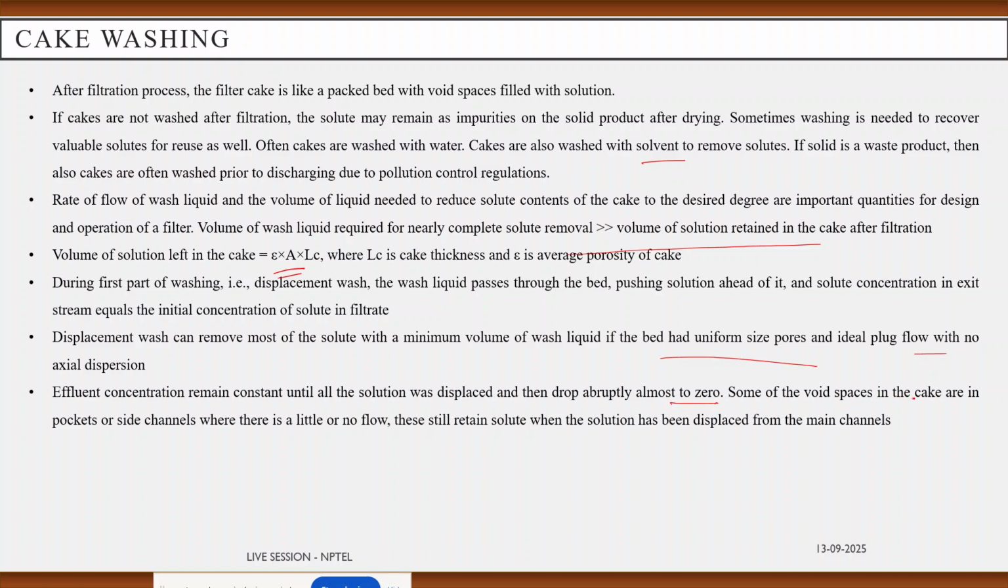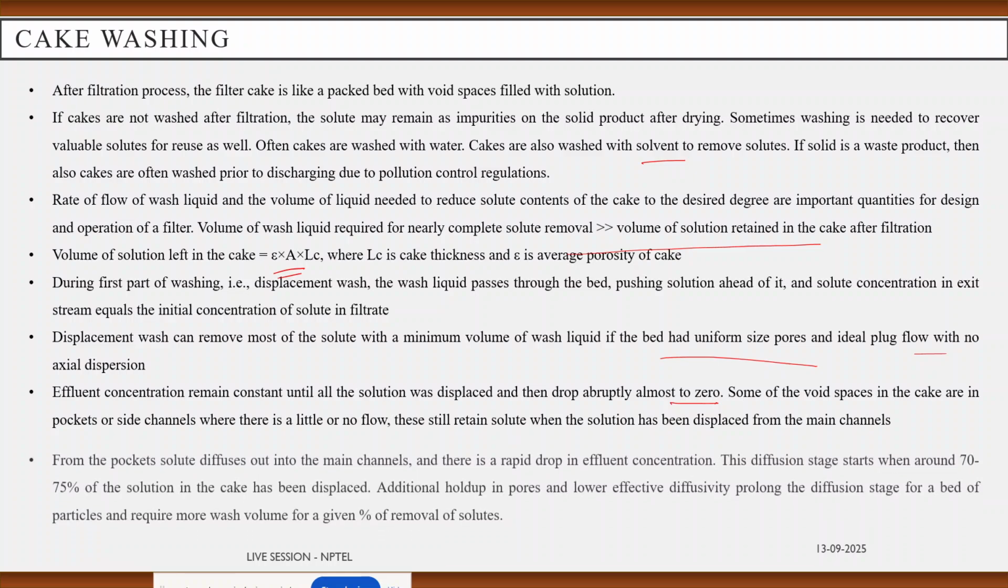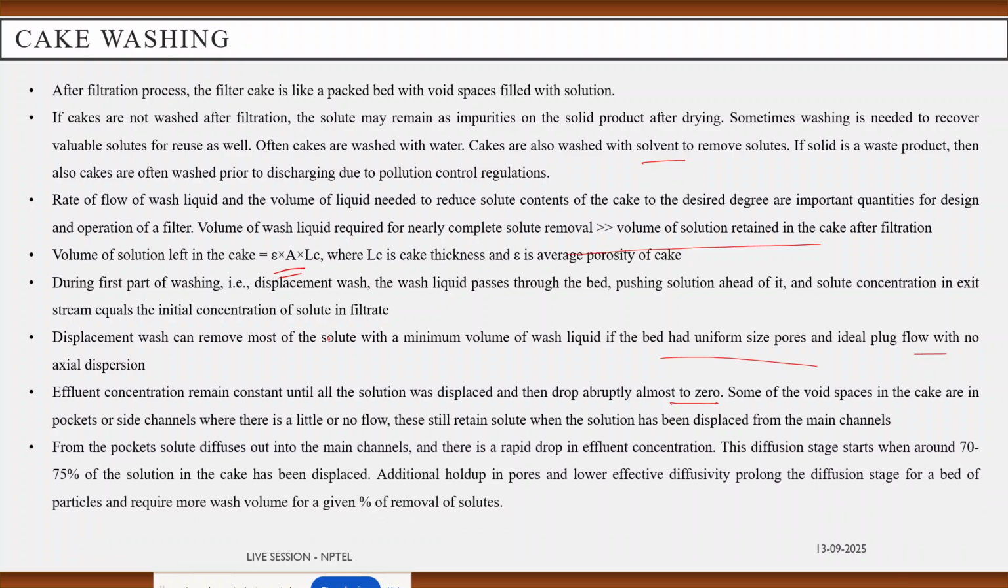Some of the void space in the cake are in pockets, and so there is still retained solute when solution has been displaced from the main channel. So from the pocket, solute diffuses out into the main channel, and there is a rapid drop in the effluent concentration. The diffusion stage starts when 70 to 75% of the solution in the cake has been displaced.